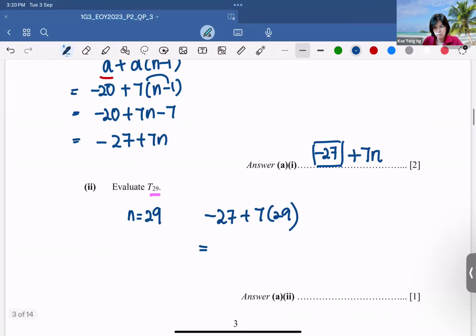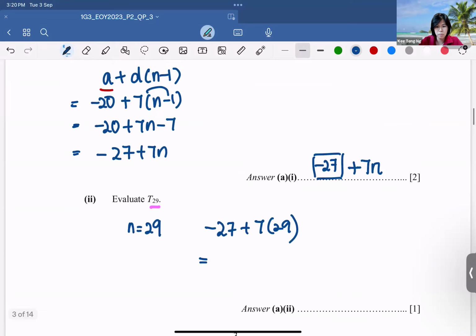Answer, maybe I call Ethan. What's the answer? Ethan, do you know what's the answer for this? If not, somebody else. 176. Thank you very much. Okay, I assume his answer is correct.